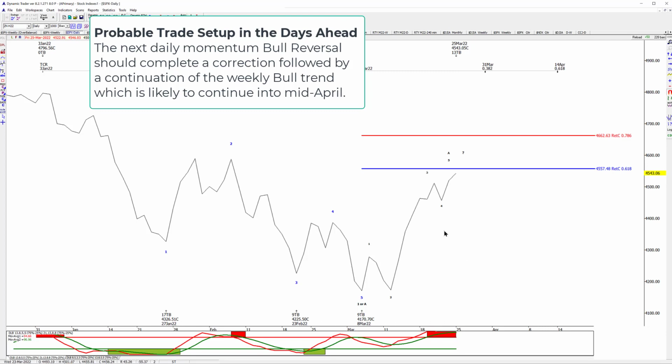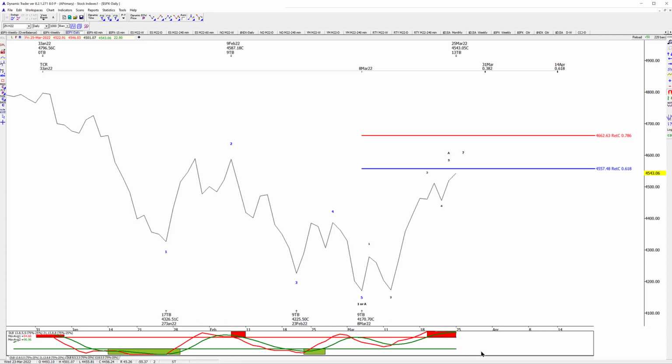Because if the major trend, the weekly trend, is bullish, we want to look for corrections and then continuation of that bullish trend. So one of the ways that we look at that is we look at the price retracement, we look at the time retracement, and then we look at our smaller time frame daily momentum cycle. And when the momentum cycle makes a bull reversal, frequently that coincides with the end of a corrective decline. So we're probably several days away from that, maybe even beyond this coming week, but we want to be aware of it. That'll be the dual time frame and multiple time frame momentum setup to complete a correction and continue a weekly bull trend. So that's what we're looking at in the days ahead.